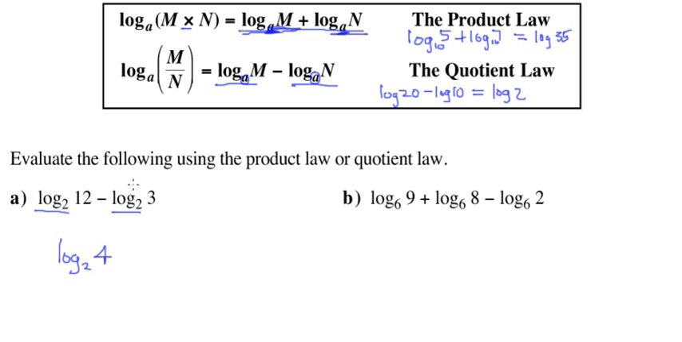Now, we could stop there, but come on, this thing's a sitting duck. Let's finish it off. This says 2 to what power will equal 4? The answer is 2. In other words, what do I do to 2 to turn it into 4? Square it.